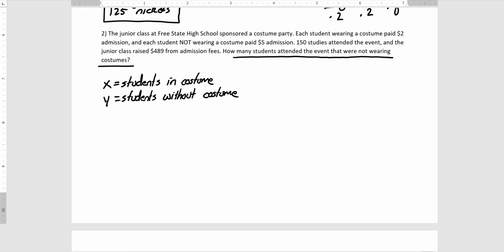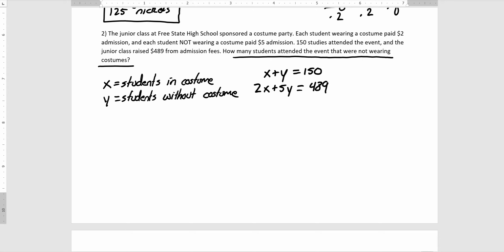Okay, so each student wearing a costume paid $2 admission. Each student not wearing a costume paid $5 admission. And 150 students attended the event. All right, well, there's our equations. So if I add together all the students, X plus Y, then I would get 150. And the cost, $2 per student in costume plus $5 per student not in costume, totaled $489.